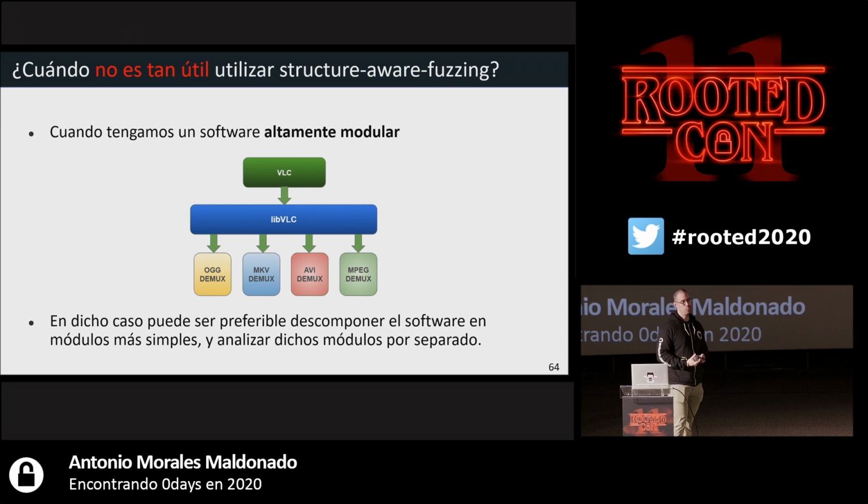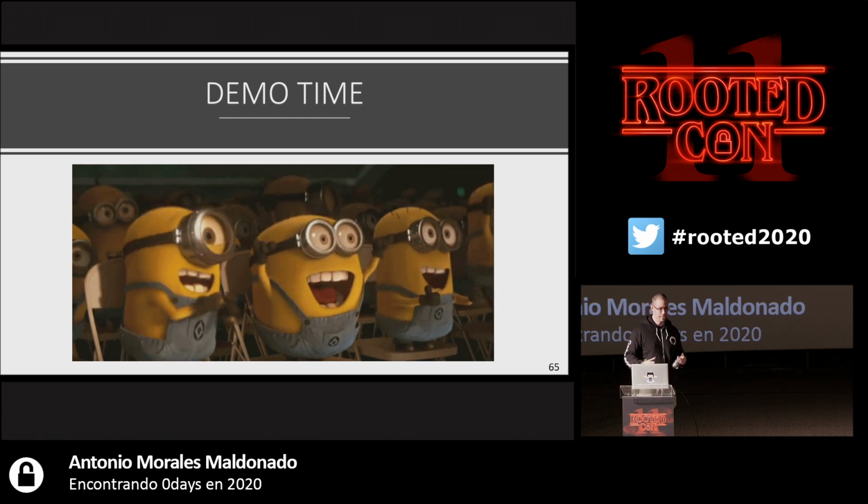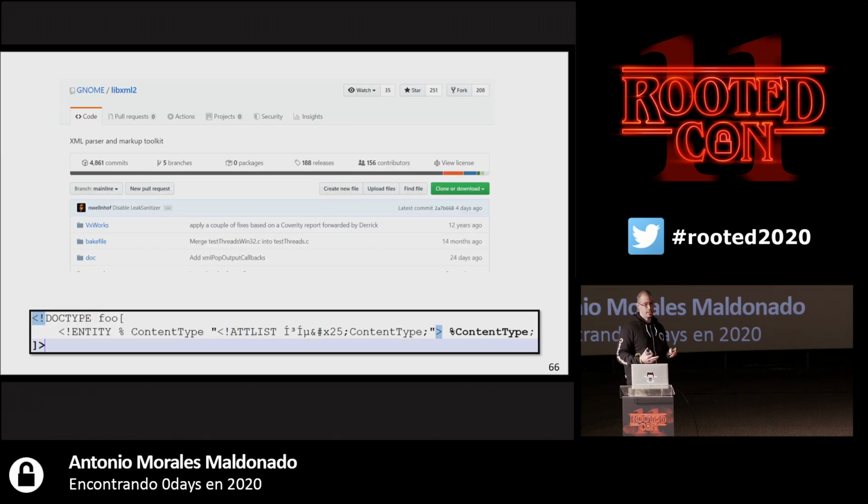It is not useful either when we have a modular, well-programmed system. For example, the VLC player. This is a highly modular program. Each thing is completely separated from the rest. On the one hand, we have the MUX, the OGG demux, then the AVI demux, and the MPEG demux. So you take each module, fuzz it separately, and then put the results together. And after that, in the second part of the presentation, let's see some demos for you to be really thrilled.